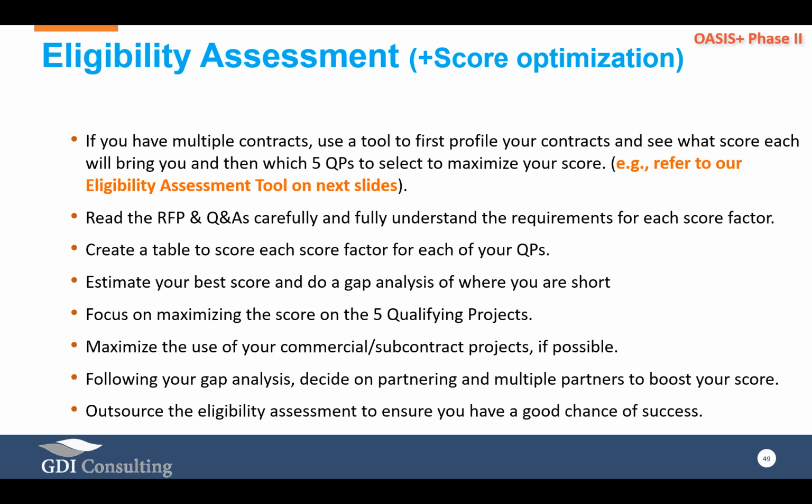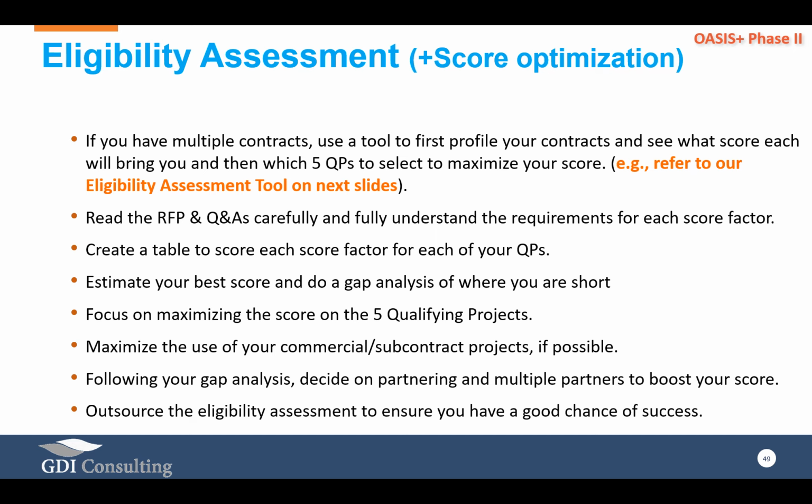To do that, you need to read the RFP and the Q&As, usually the previous Q&As and the latest RFP documents for the original OASIS Plus carefully, and fully understand the requirements for each score factor. You must create a table to score each score factor for each of your QPs. Then estimate your best score and do a gap analysis of where you're short. In doing that, focus on maximizing the score on the 5 qualifying projects and maximize the use of your commercial subcontract projects if possible. Now, following your gap analysis, decide on partnering and multiple partners, maybe, to boost your score.